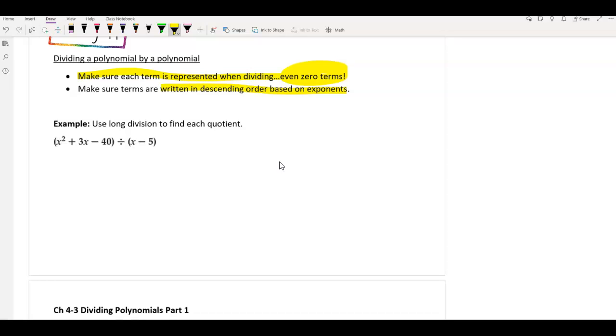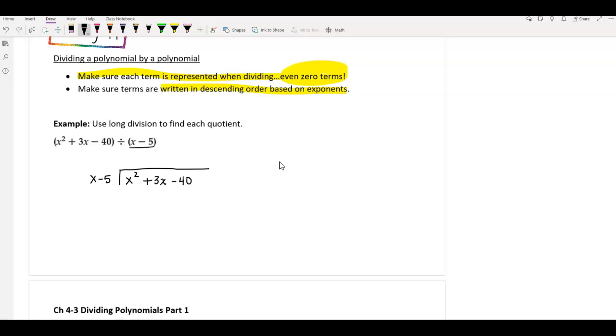So hopefully you remember long division from elementary school. But we're going to take our x minus 5, and it's going to come out here to the front. And we're going to divide everything by that x minus 5. So x squared plus 3x minus 40. Notice our exponents are written in descending order. I have a square, and then I have a 1, and then I have no exponent at all.